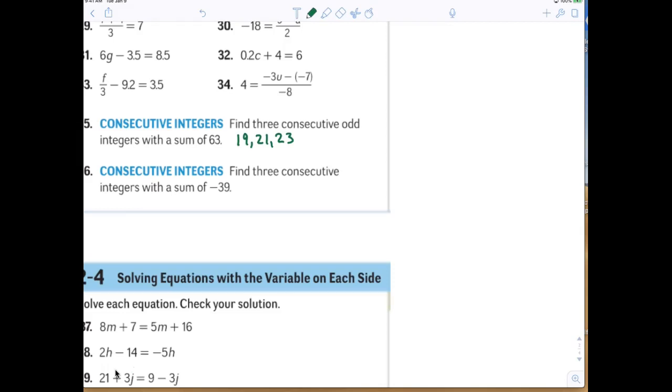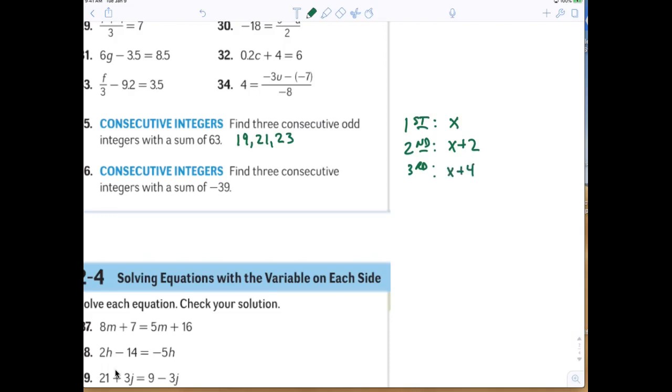We say there are 3 numbers. So we want the first number, the second number, and then the third number. Do we have any idea what the first number is? No, so we call it x. That's correct. So how do I get to the next odd number from x? Plus 2. So we put x plus 2 down. And how do I get to the next number after that? X plus 4.